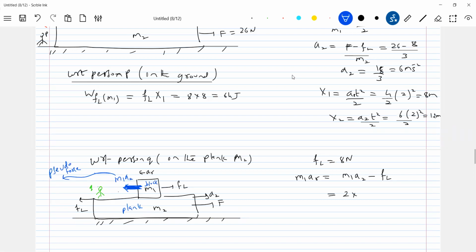Check the value of M1 A2. A2 is how much? 6 minus FL is how much? 8. So 16 minus 8, 8, and M1 is 2. 4 meter per second squared. So what is the direction of this? Towards left, no? So person Q, what does he say? What would be his comment? The block M1 is moving towards left. So does friction do positive or negative work?